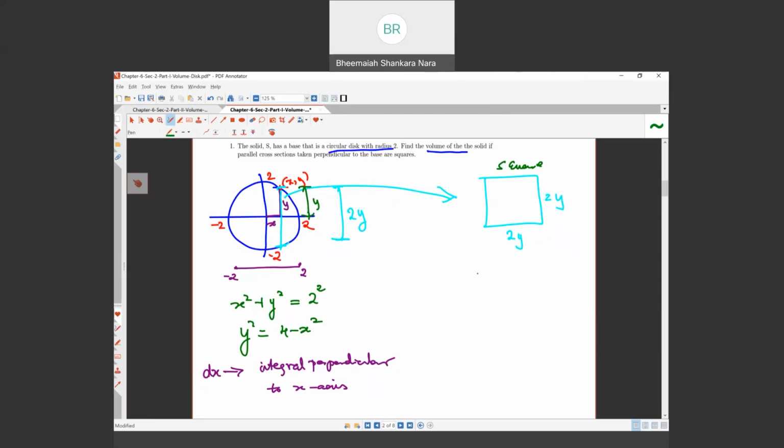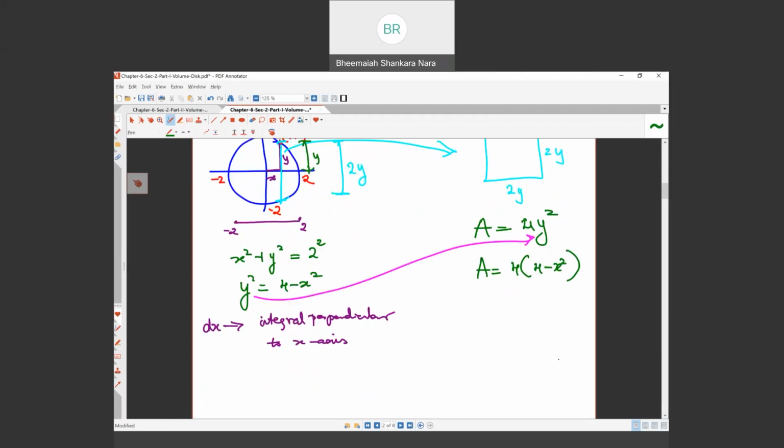Let's find the area of the square, length times width, which is 4y squared. And let's replace the y squared from here. Let's plug in the y squared to this variable. So we can rewrite this as 4 times (4 minus x squared). Now we have a formula for area.